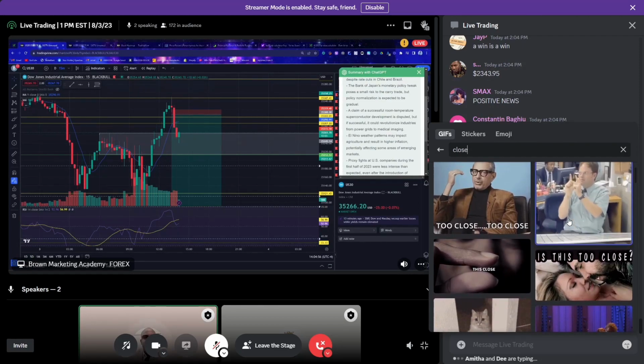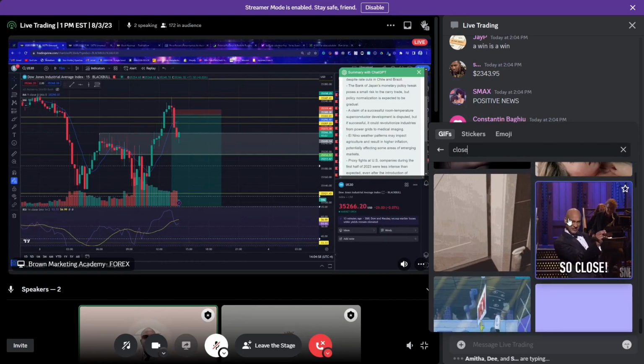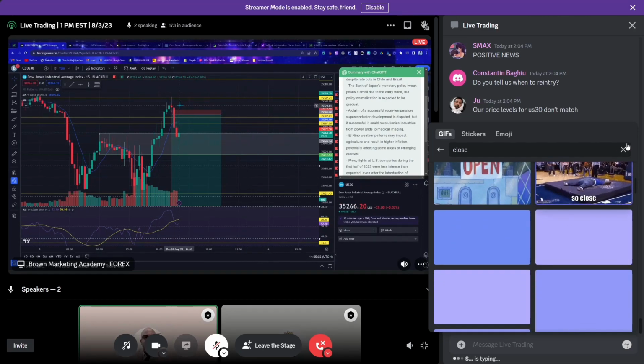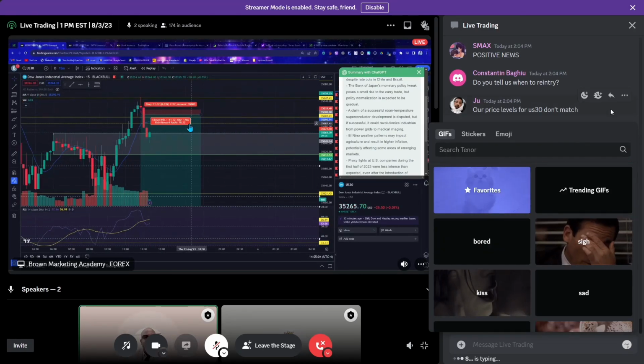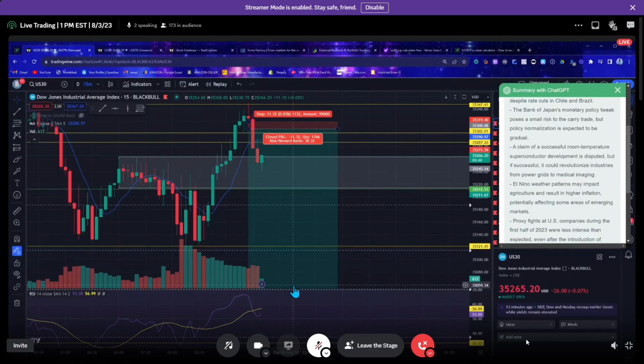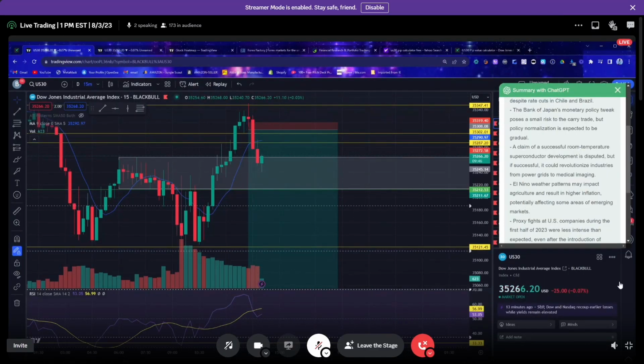Our price levels for US 30 on MetaTrader. I mean, on MetaTrader. If you're looking at the price on MetaTrader, that's your broker. Okay. So as I said, as soon as it got closer to 50, it reversed. So we wait. I would be cautious.